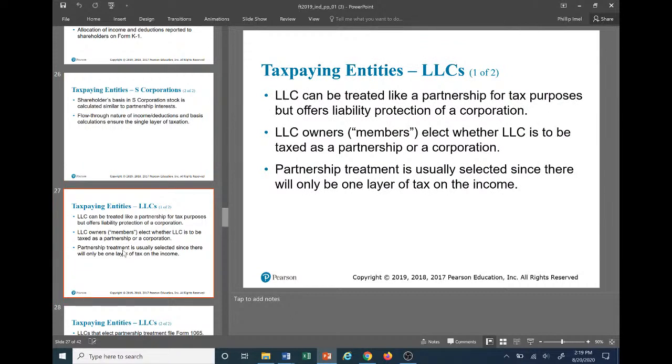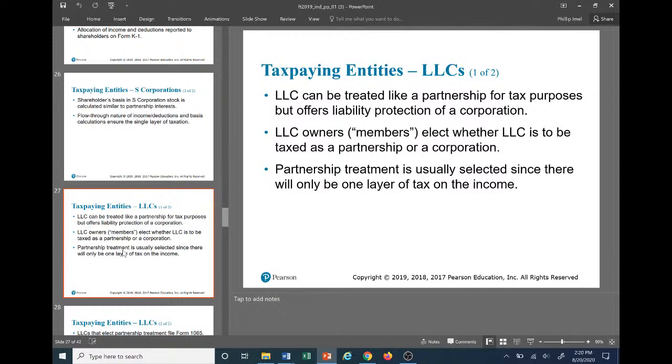So let's talk a little bit about the LLCs here. They can be treated like a partnership for tax purposes, but offer the liability protection of a corporation. So that's why I think you see a lot of these LLCs out there. You can really protect yourself. Like I said, you get the protection of the corporation, but at the same time, you get treated like a partnership for tax purposes. So you're really getting the best of both worlds here with the LLC.